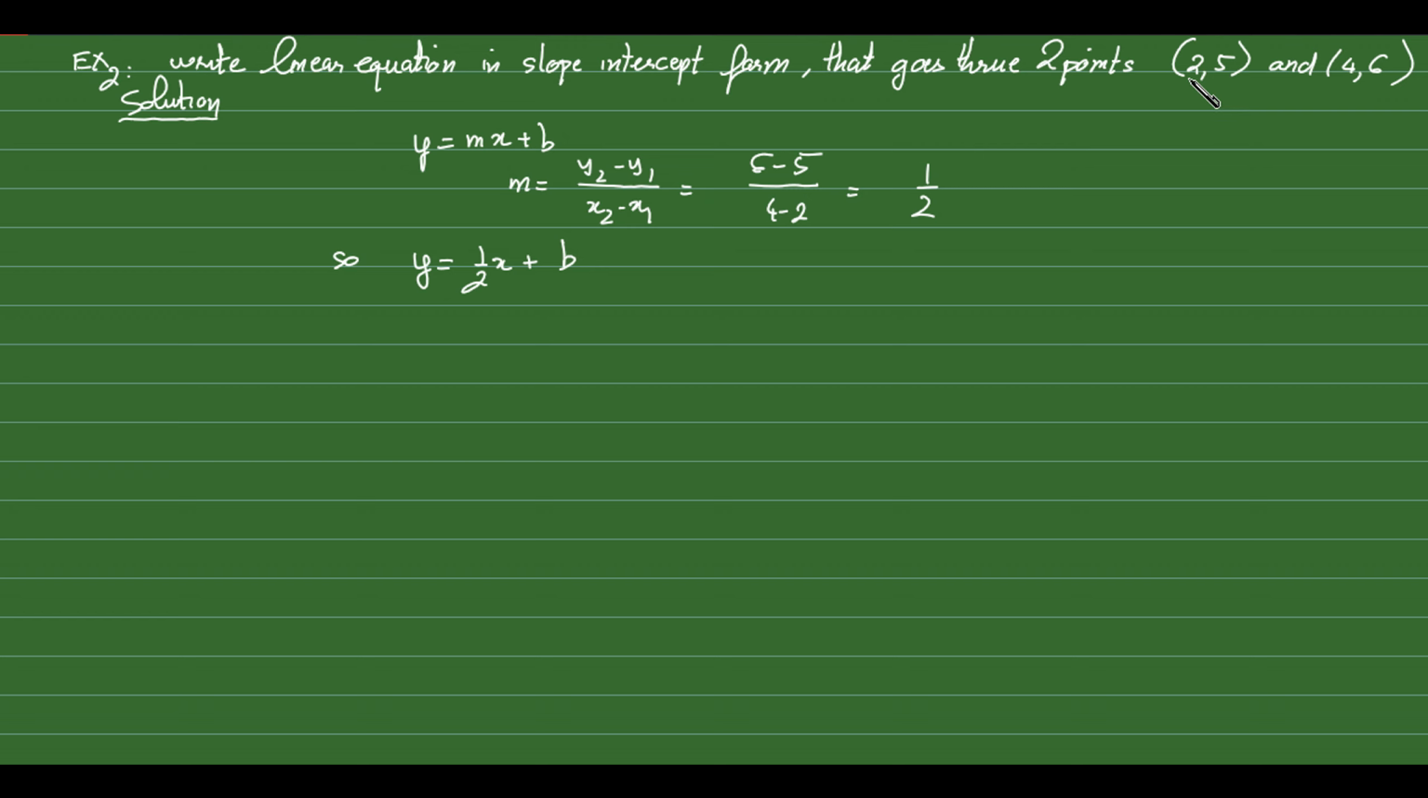I'm going to pick this one. So y equals 5. You plug it in: 1 over 2, x is 2, plus b. So it becomes 5 equals 2 divided by 2, which is 1, plus b. So your b will be equal to 4. After you got m and b, my final answer will be y equals 1 over 2 x plus 4. There you go, and that's it.